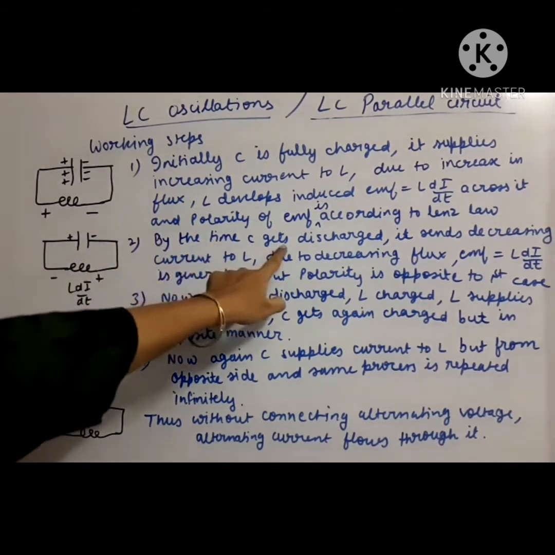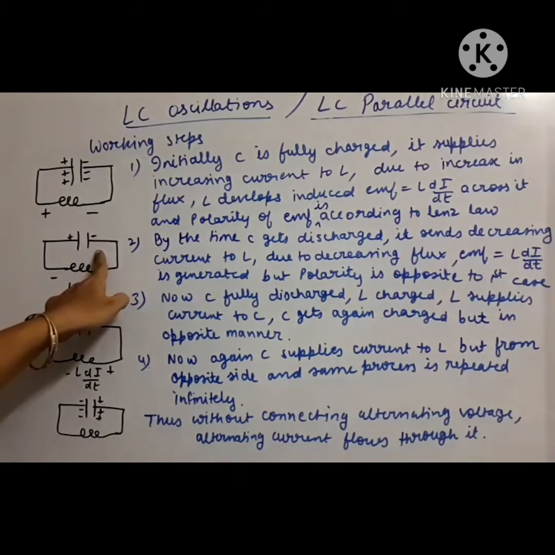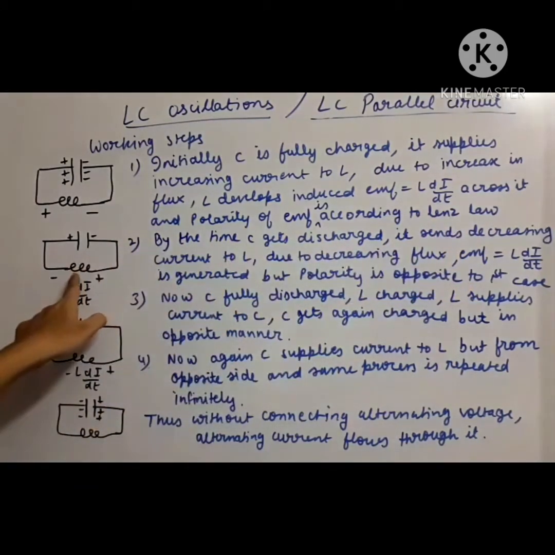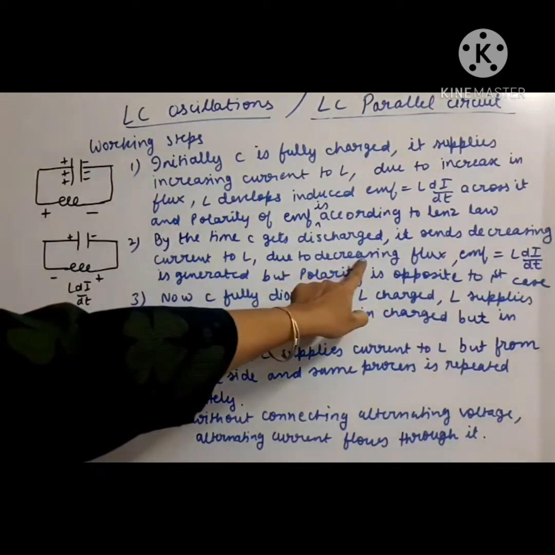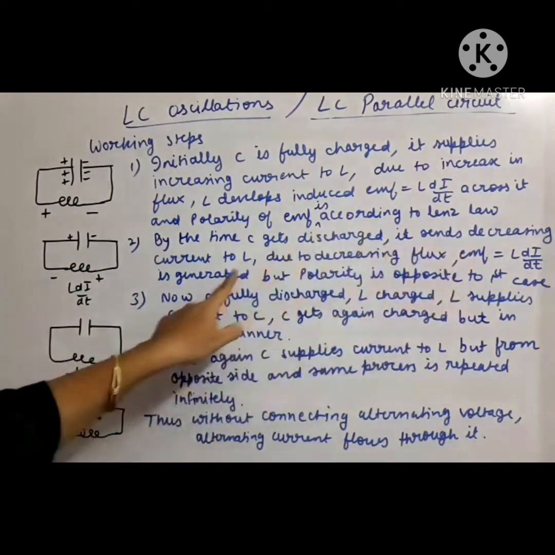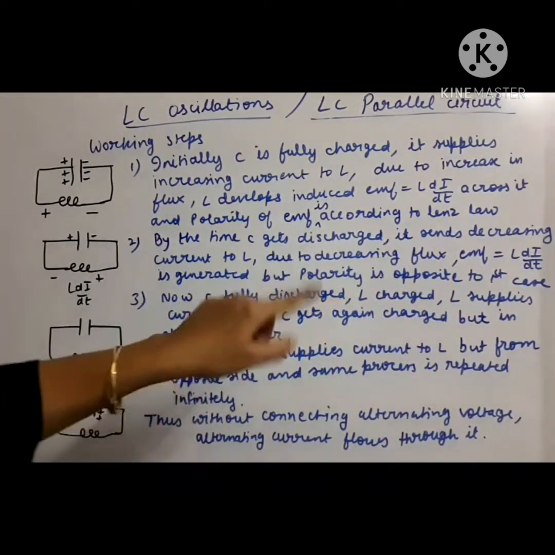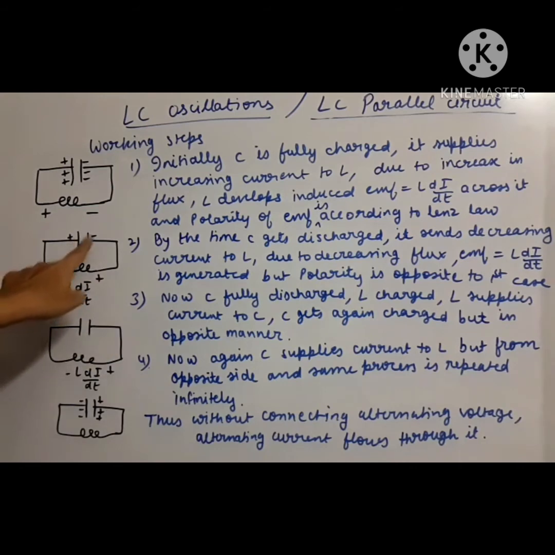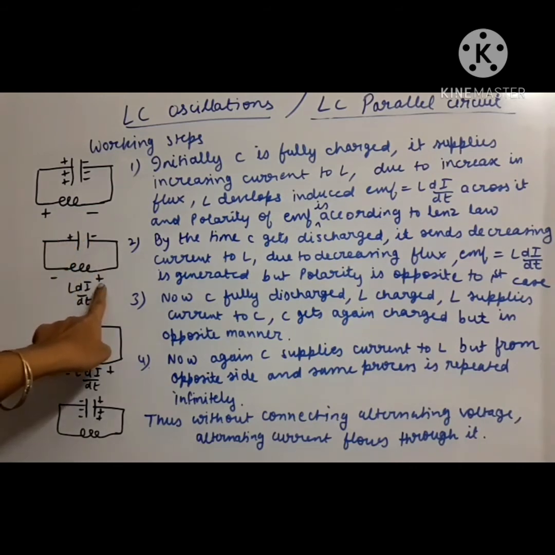Now by the time C gets discharged, now you can see the charge is reducing. It sends decreasing current to L. So due to decreasing flux, again EMF is generated, but polarity is opposite to first case because the cause is opposite. So now positive side is this one. This capacitor is almost discharged. Okay, this side positive polarity developed.